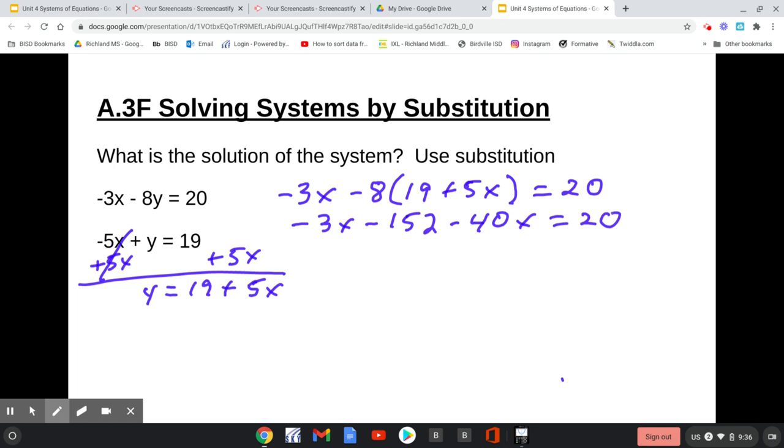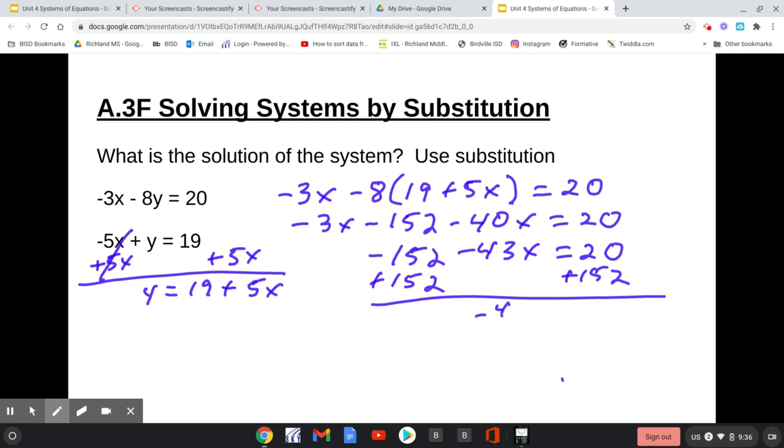Now we can combine these x's, and a negative 3x and a negative 40x would give us negative 43x, and we have minus 152. Okay? Now let's add 152 over here. That's going to give us negative 43x equals, what's that, 172? Okay. Divide both sides by negative 43.